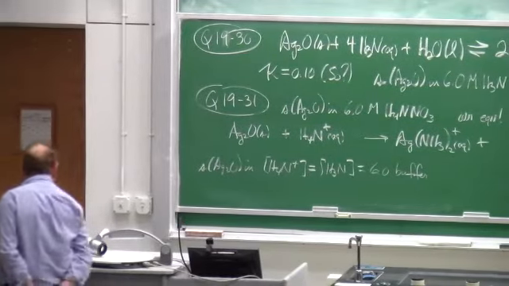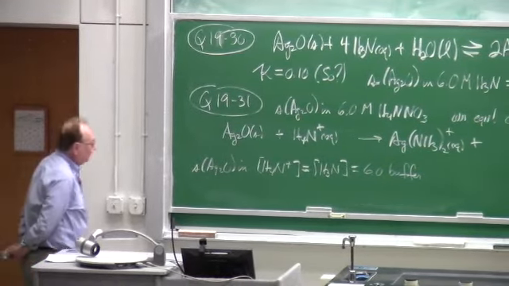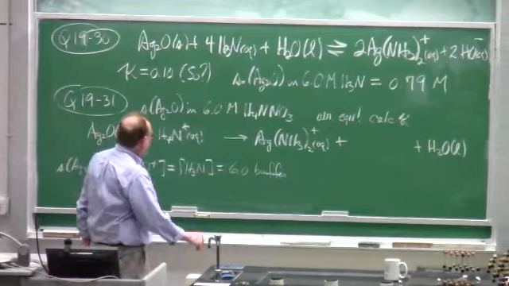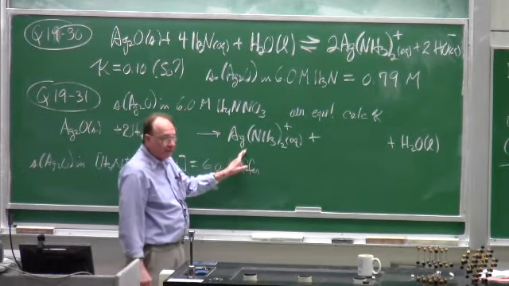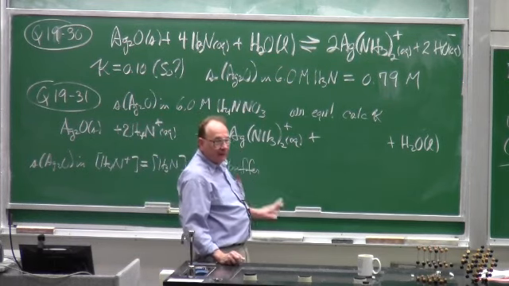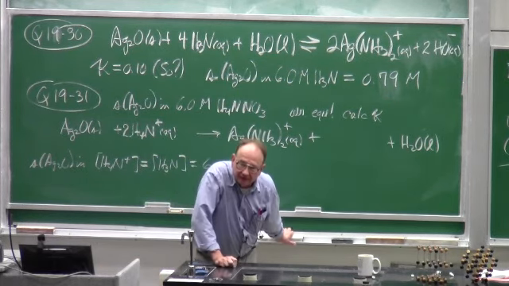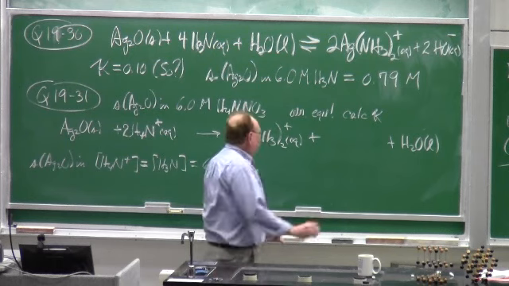So what you need to realize is that in addition to making a mole of the silver ammonia complex ion, what else will be a product? Silver ion.